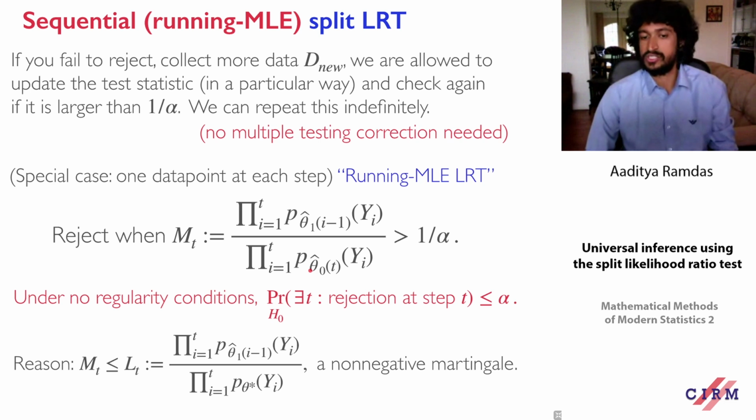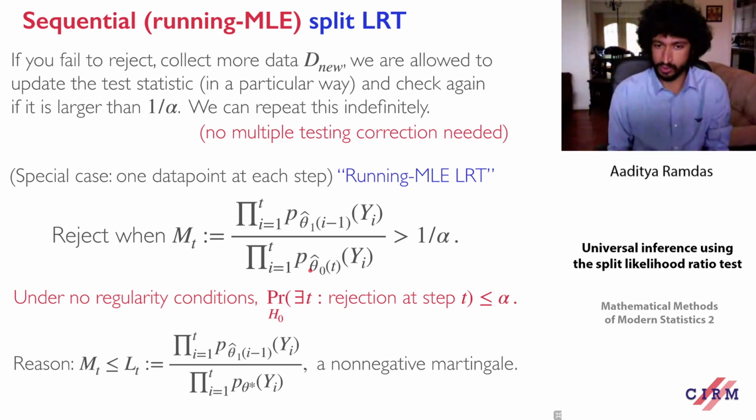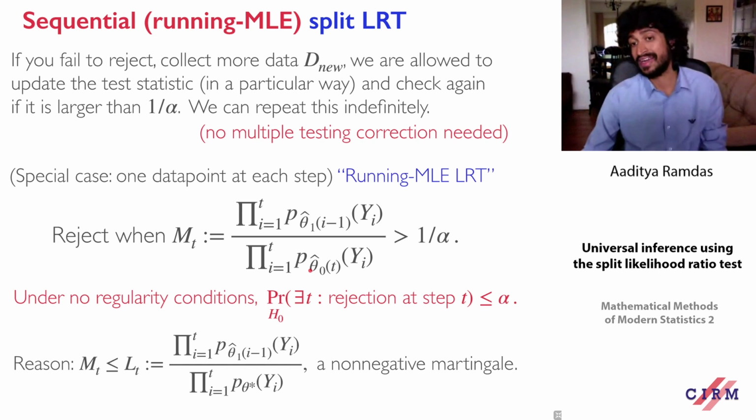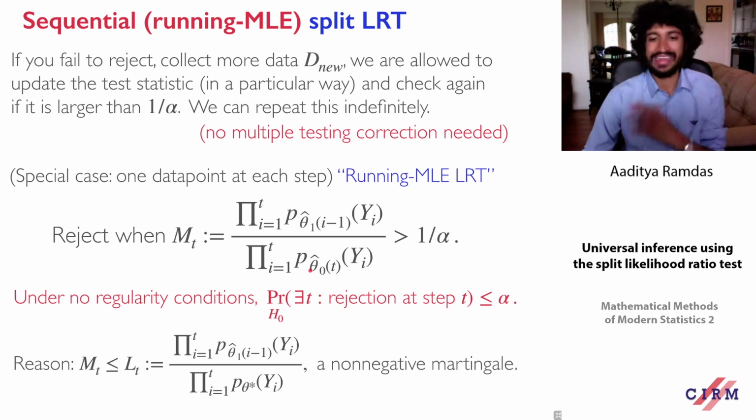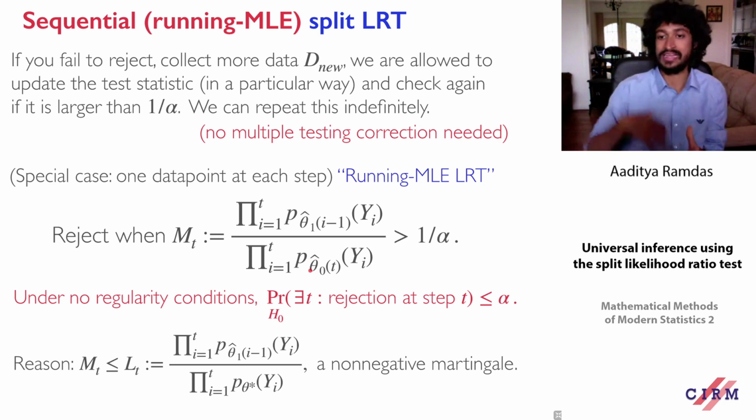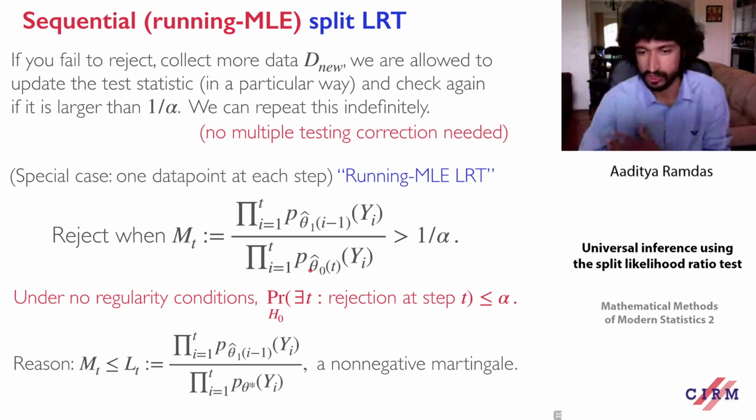Okay, and the reason that this is true is because this M_t that I've written down here is actually upper bounded by L_t. L_t is a quantity that only appears in the proofs, but L_t is a non-negative martingale. In the denominator, instead of theta hat 0, it substitutes theta star. And so, of course, we don't know theta star, so we don't know L_t. But it's very easy to see that L_t is a non-negative martingale, and M_t is upper bounded by L_t. We apply something called Ville's inequality to L_t to prove that the probability that L_t crosses 1 over alpha is at most alpha, and M_t is only smaller, so the probability that it crosses 1 over alpha is also at most alpha.